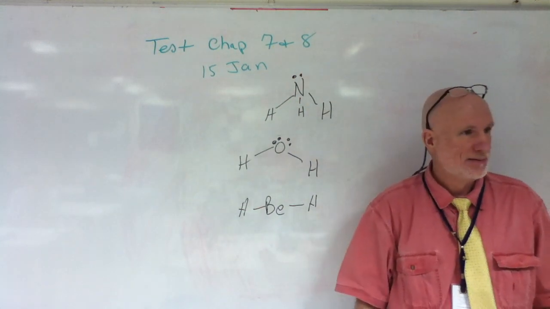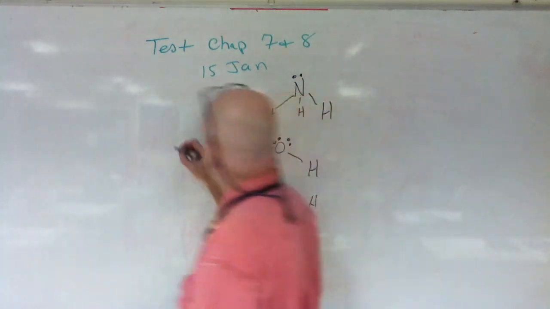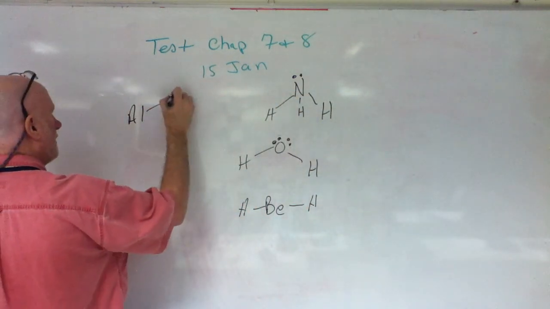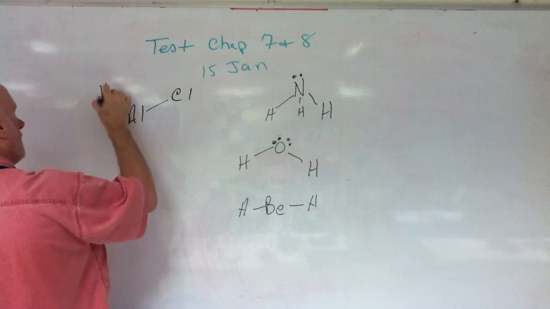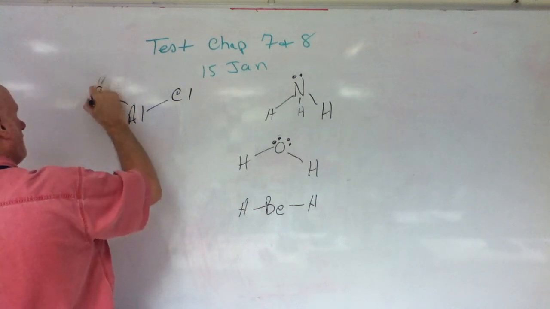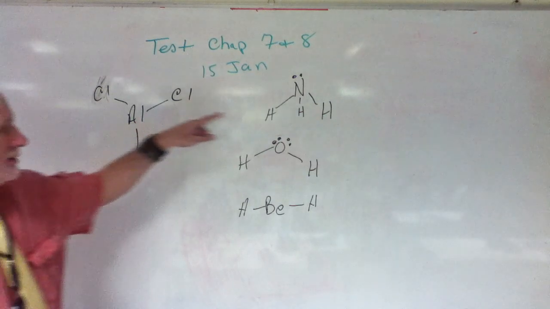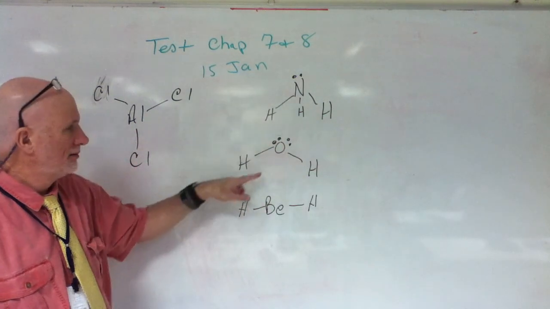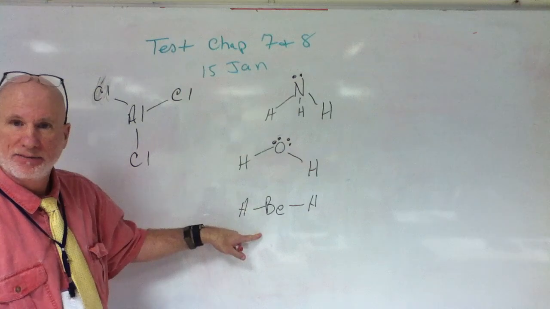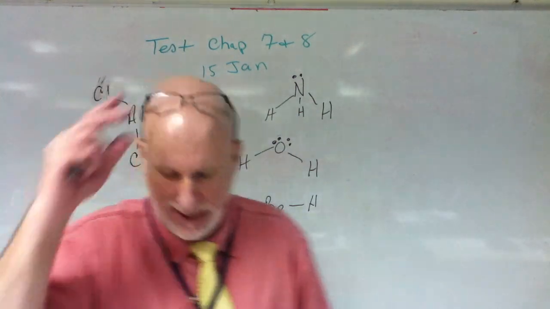Yes? Ammonia? Aluminum chloride? No central atom, no excess electrons on the central atom. Trigonal planar, trigonal pyramidal, bent, linear. Easy? Yeah? Excellent. What else?